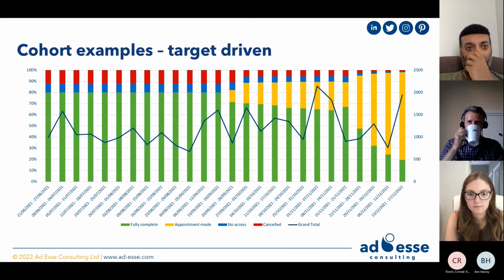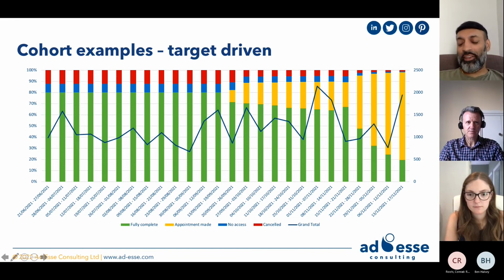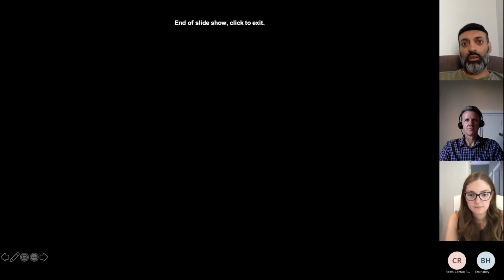So a much greater level of cancellation, or what we might call blaming the customer for no access. We haven't been able to get in, so that's often something that you can see. And again, you can click into any of these at any point and start to understand that. Okay, so those were examples of cohort analysis. What I'll do now, any questions at this point on how they might be used?